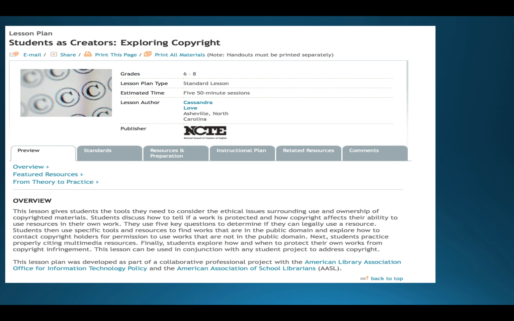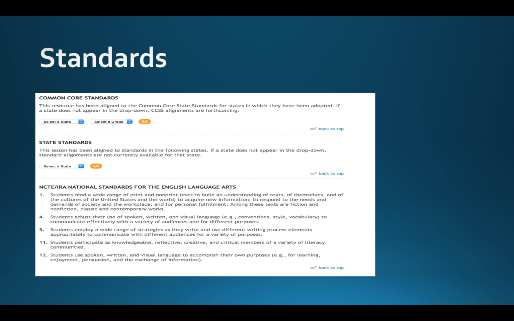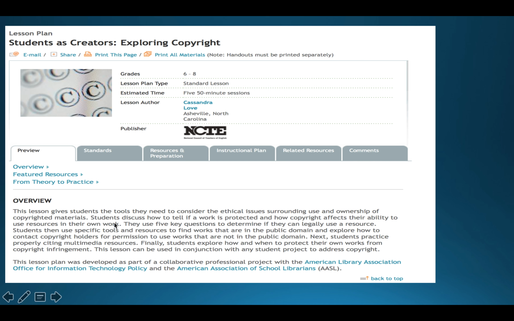And then it is from the publisher note, and the author is Cassandra Love. So just an overview of it quickly: students use 5 key questions to determine if they can use a resource. Students practice properly citing multimedia, and students also explore how and when to protect their own work. So this can be used with any student project, as it states.